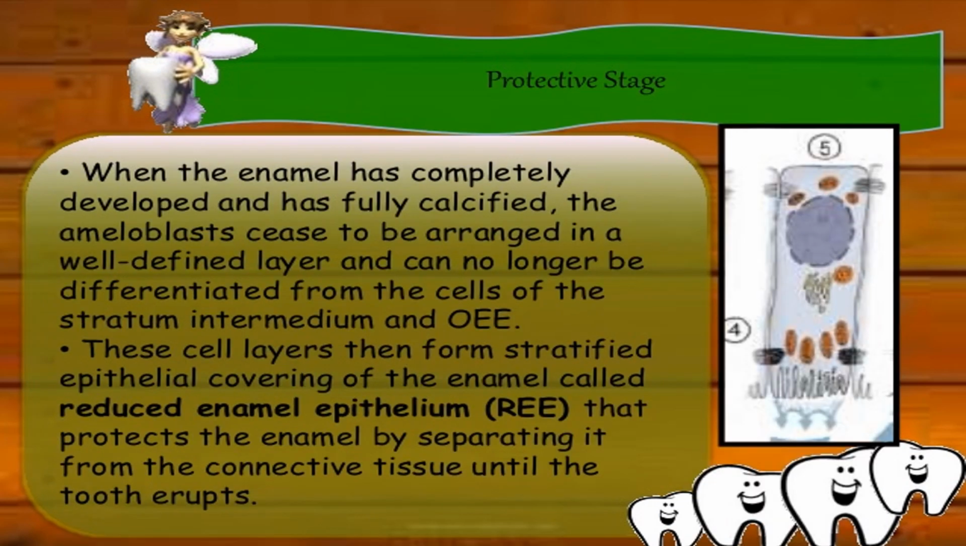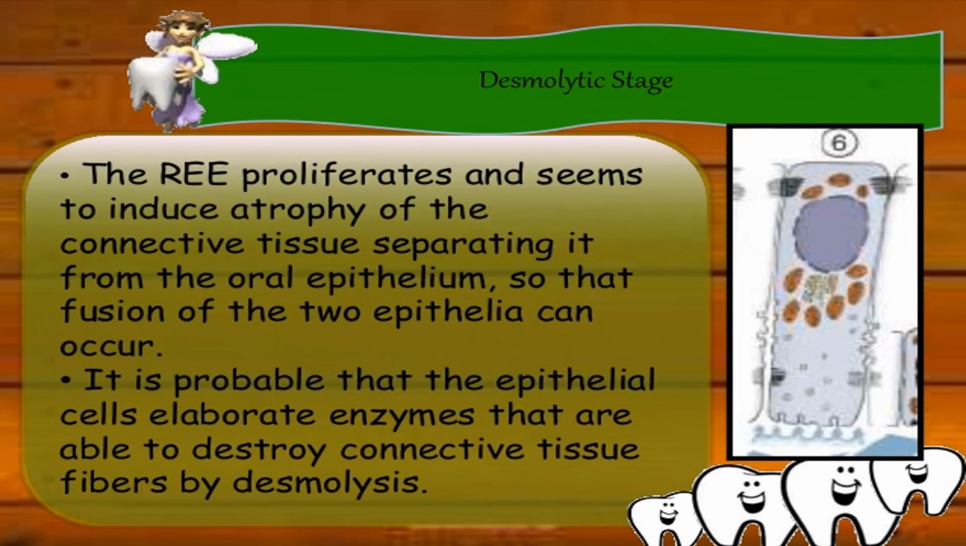Protective stage. When the enamel has completely developed and has fully calcified, the ameloblast ceases to be arranged in a well-defined layer and can no longer be differentiated from the cells of the stratum intermedium and outer enamel epithelium. This cell layer then forms a stratified epithelial covering of enamel called reduced enamel epithelium that protects the enamel by separating it from connective tissue until the tooth erupts. Reduced enamel epithelium is very important. It is asked in viva.